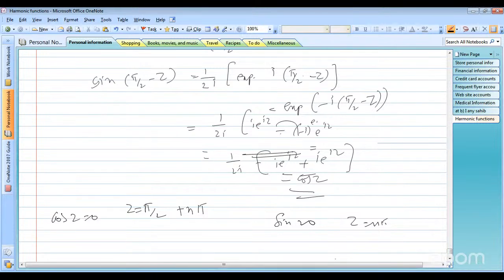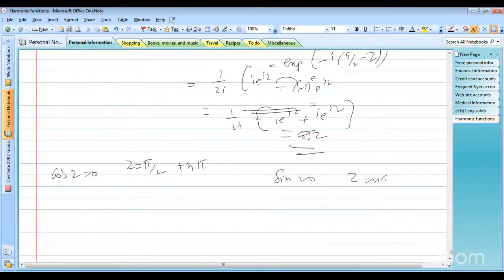sin z is equal to 0 if e power i z is equal to e power minus i z. So e power 2 i z is equal to 1. Therefore, if and only if 2 i z is equal to 2 n pi i, for some integer n. So sin z is equal to 0 when z is equal to n pi, where n is an integer.